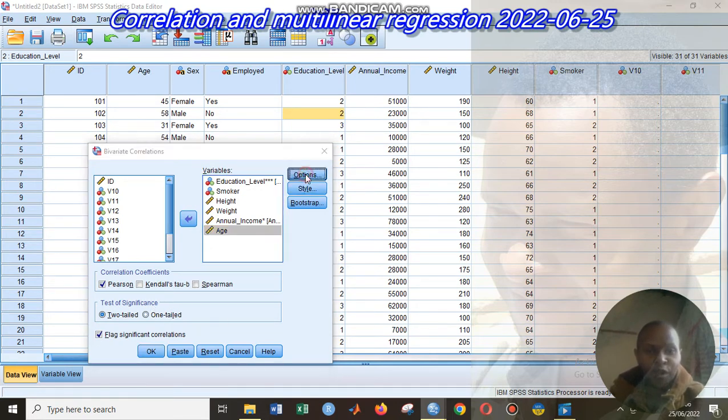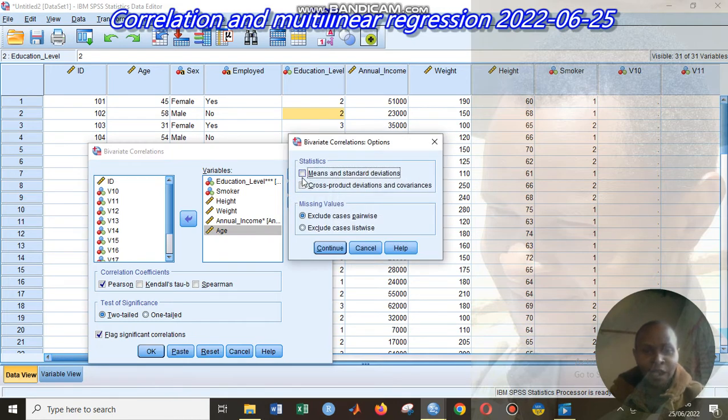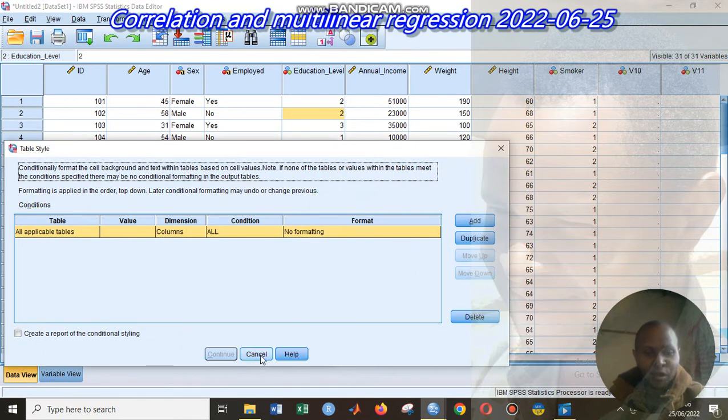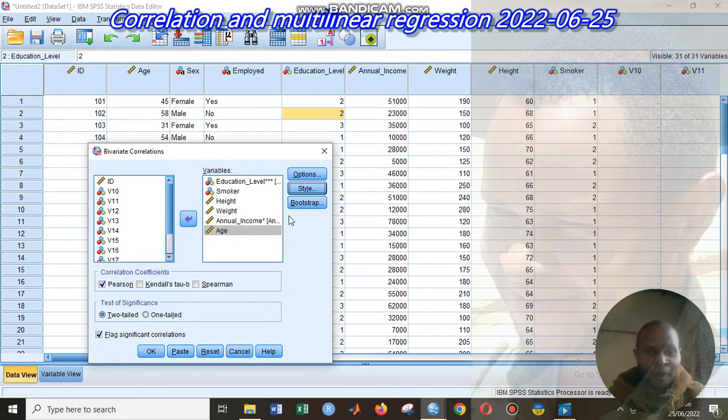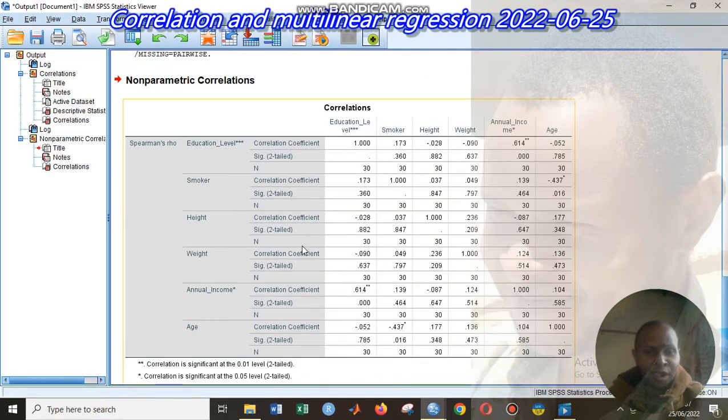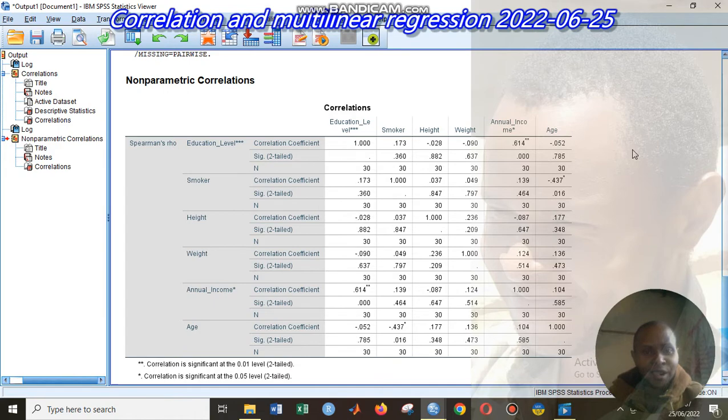Then we go to the options tab, select mean and standard deviation, then continue. Of course we don't need the style. So we are going to do Pearson and Spearman correlation, with a two-tailed test. Then we click OK. The SPSS software will provide an output for the non-parametric correlation as well.